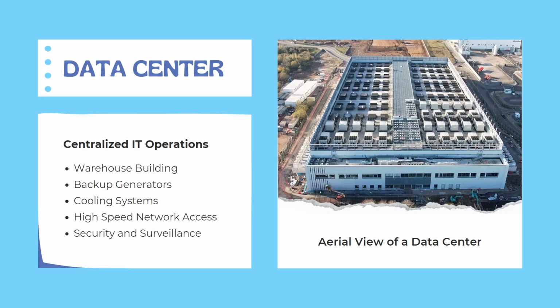Let's start off with the data center. It's a centralized IT operations hub. So that means it's a big warehouse building. It's got backup generators, cooling systems, high-speed internet, security and surveillance. All the resources are contained in this one location. It can also have people, like technicians, that maintain the resources.